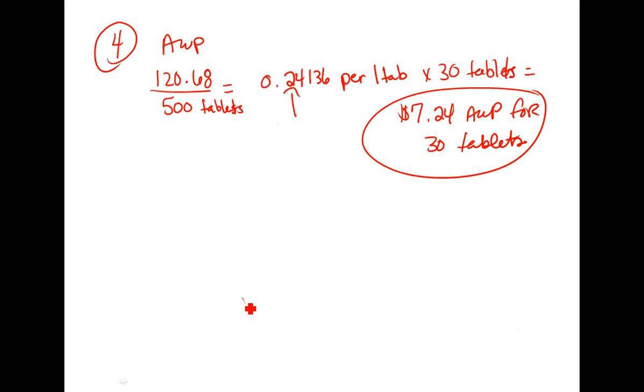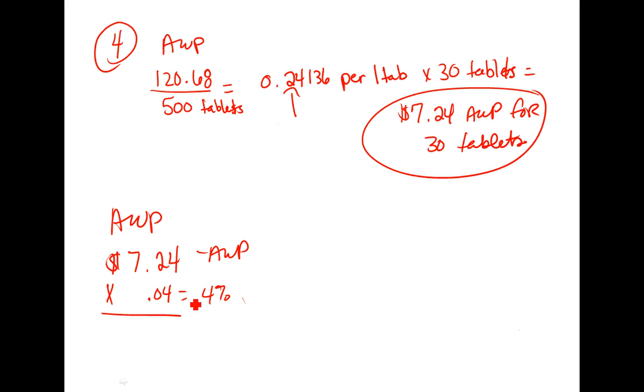Okay, so now you want to take your AWP, which is your $7.24, and you're going to times it by your 4%, because you need to know what 4% is before you add it to it. You need to find out what the 4% is. So you're going to times it by 0.04, and that's going to come up 0.2896. Again, we round at the very end.